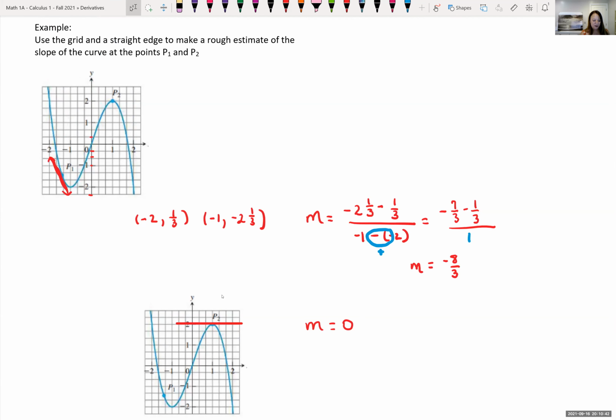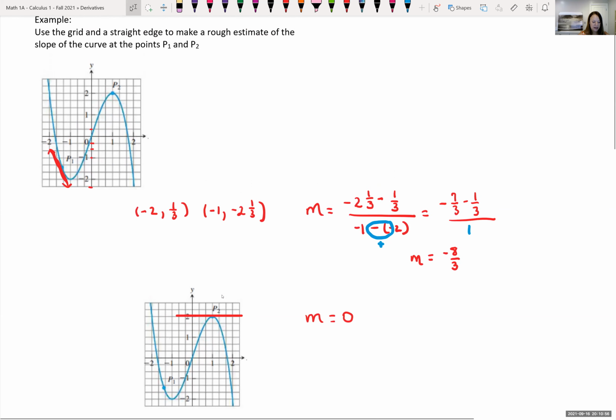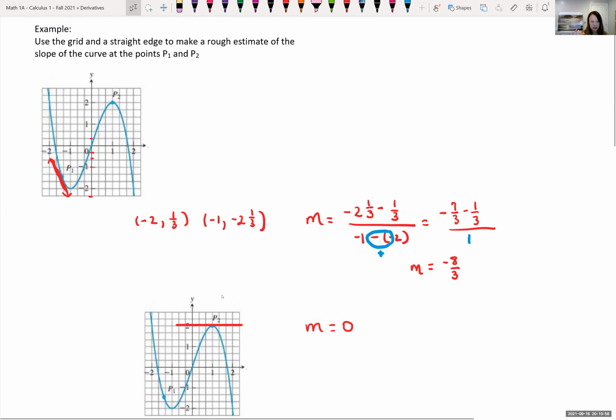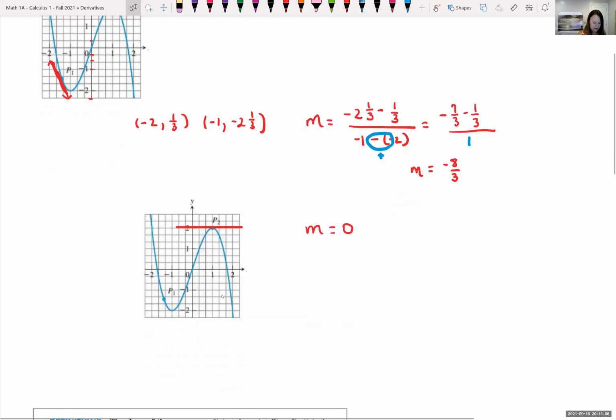So we can estimate what the slope is at a particular curve, especially if we're given a grid like that, and we can make the tangent line that goes through it, find 2 points, and find the slope. Let's say we're given a function and we want to find what the equation of the tangent line or what the slope of the tangent line is at that point.